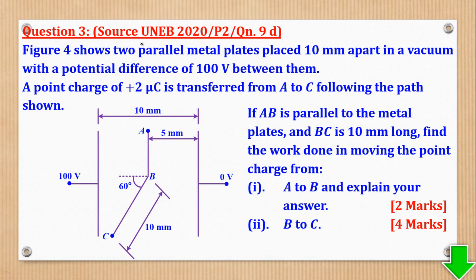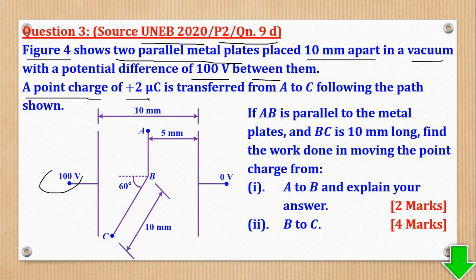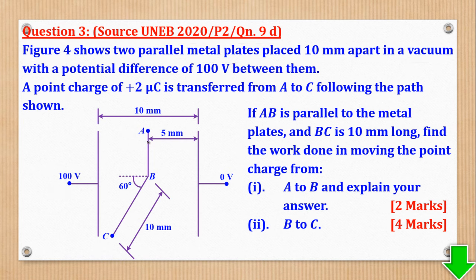Then question 3 came from UNEB 2020 paper 2 question 9D and says figure 4 shows two parallel metal plates placed 10 meters apart in a vacuum with a potential difference of 100 volt between them. A point charge of positive 2 microcoulomb is transferred from A to C following the path shown. So this is the path they are meaning from A to B and from B to C.